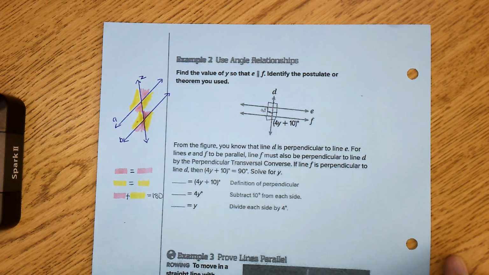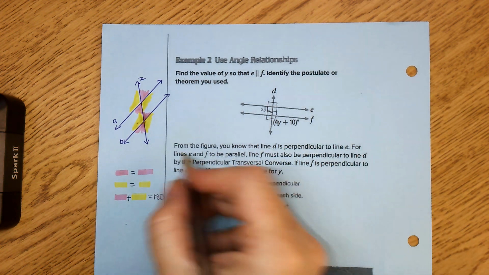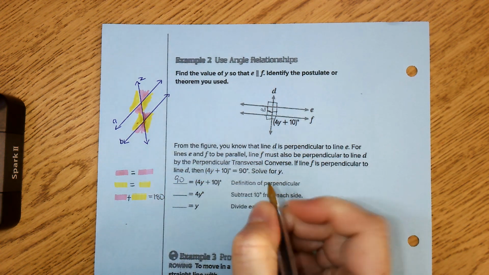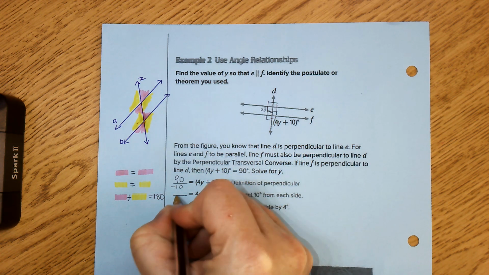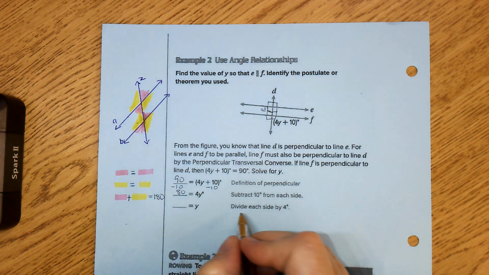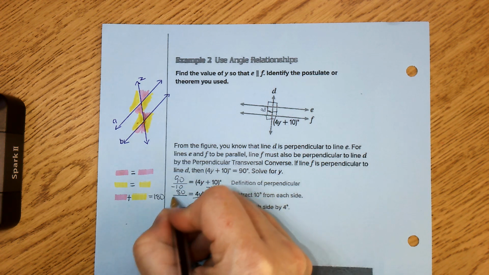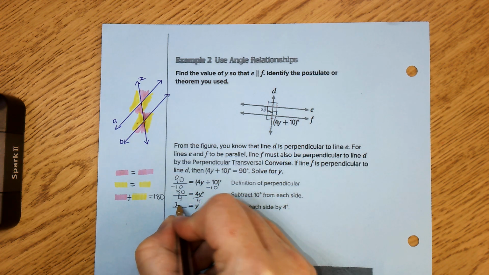Solve for y. All right, so definition of perpendicular equals 90. Subtract 10 from both sides. That gives me 80. Divide by 4. Y equals 20.